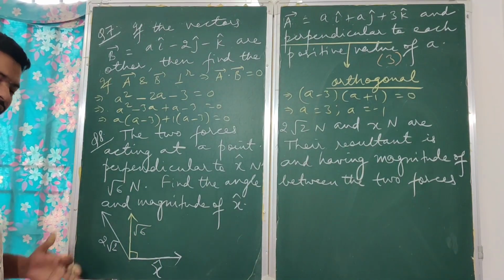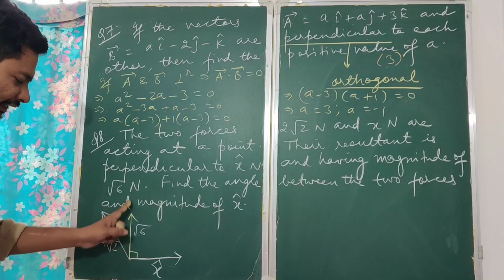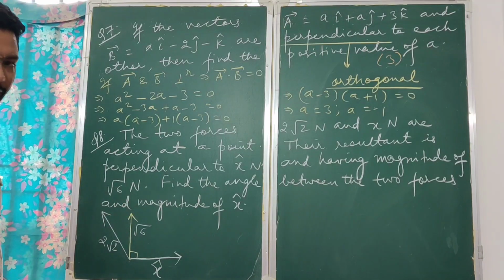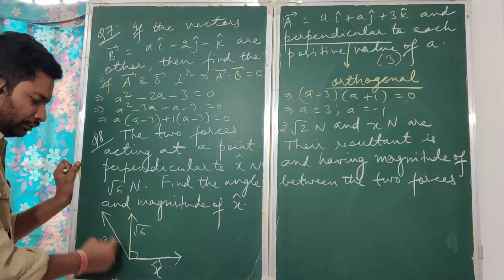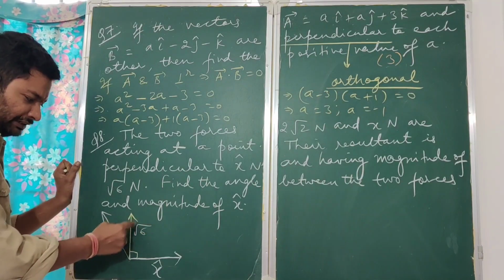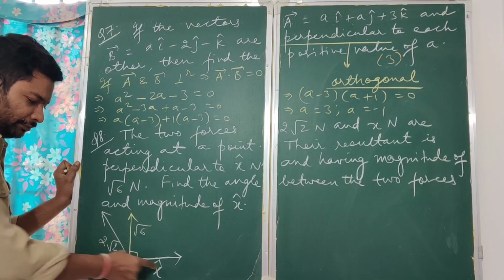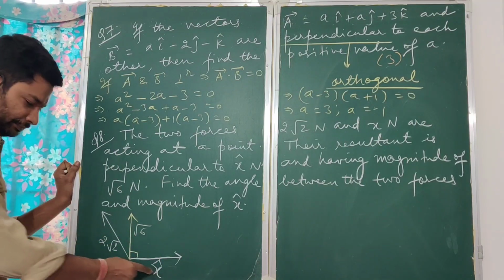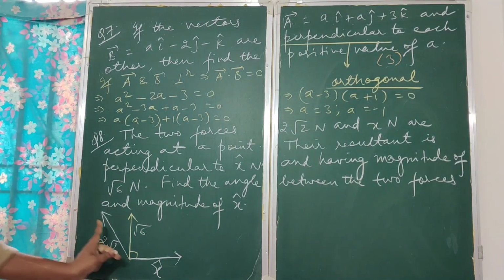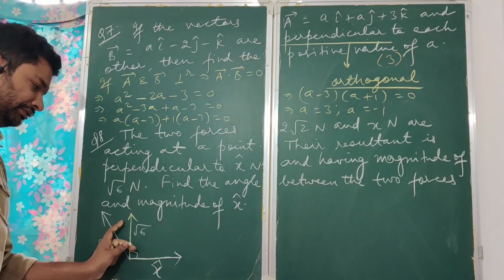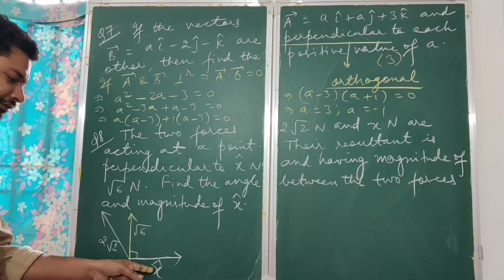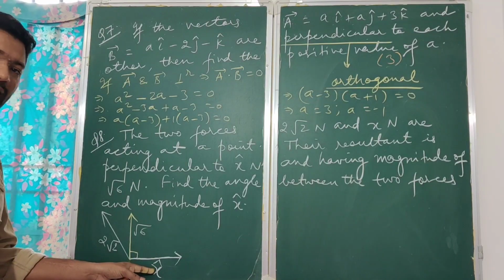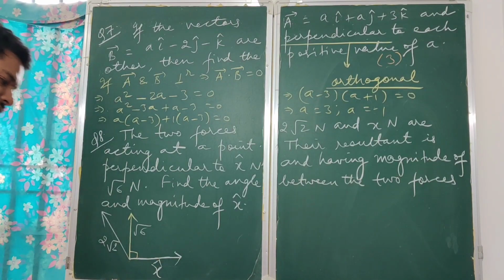So now you see, why did we get resultant here in perpendicular direction? It is because one component of 2 root 2 would have resulted in this resultant, another component would have cancelled x. One component of 2 root 2 would have produced this resultant, another component would have cancelled the value of x.